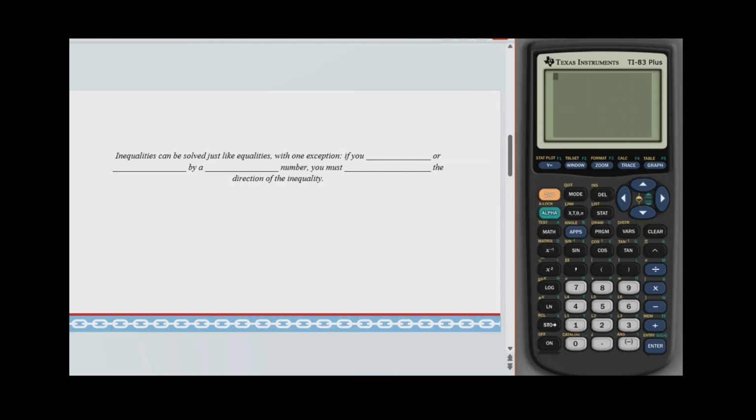If you multiply or divide across the equal sign by a negative, any negative, you must flip or change the direction of the inequality. Right, so we'll look at that, but that's the main difference between solving an equation and solving an inequality.